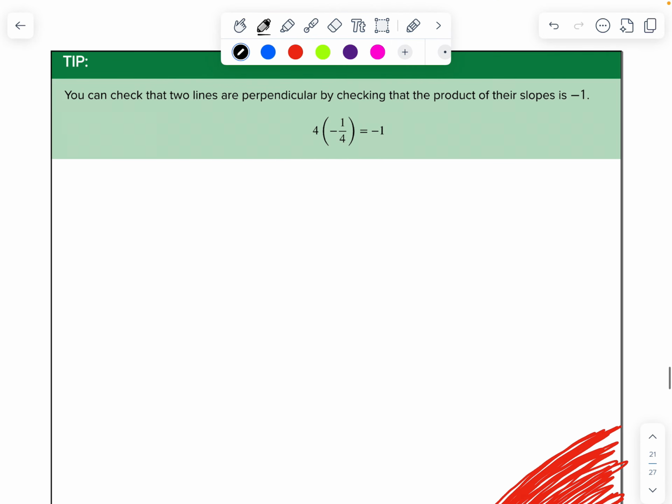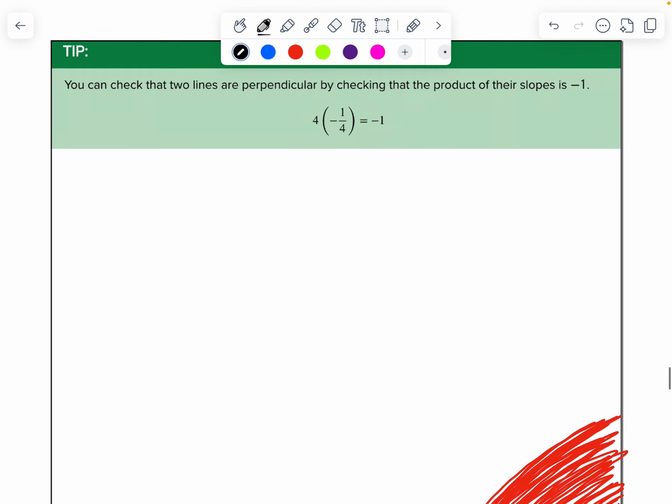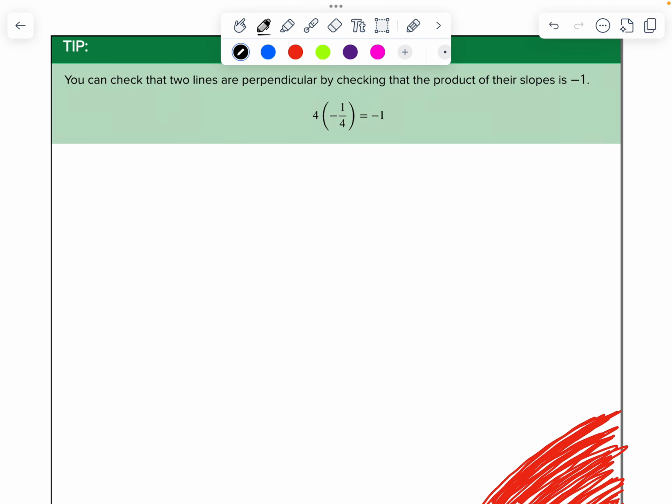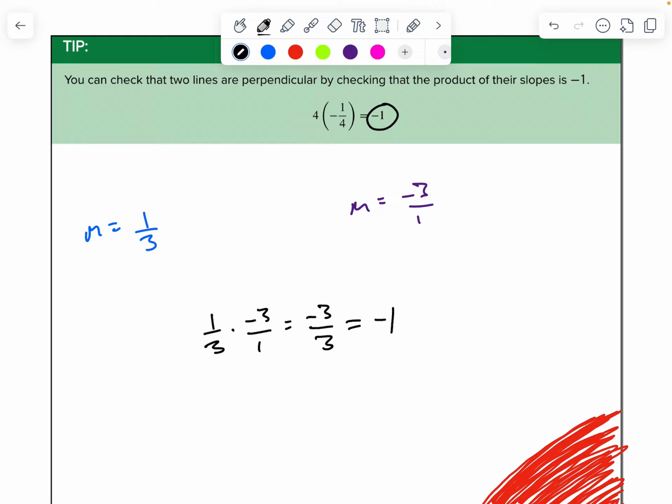All right, last slide here, and this is something that I've actually already talked about. If we want to check if they're perpendicular, we can multiply the two slopes together. We should get -1. So for example, if on that last slide I had gotten m equals 1 over 3, and on the second line I had gotten m equals -3 over 1, if I multiply those two slopes, 1 over 3 times -3 over 1, I get -3 over 3, which is equal to -1. If I don't get -1 when I multiply them, then they are not perpendicular. They have to multiply to -1 to be perpendicular.